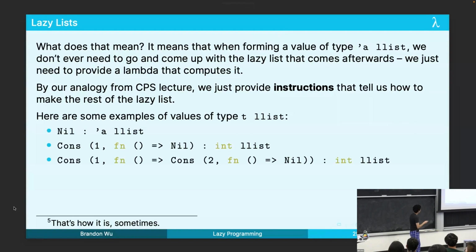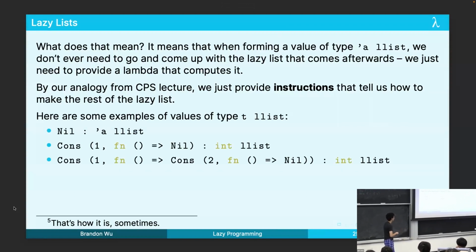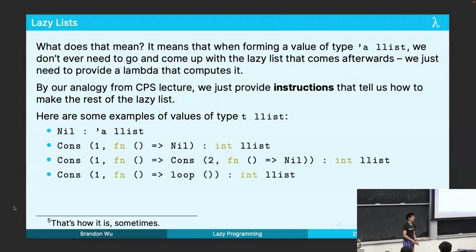Cons of 1 comma a thunk, where this thunk itself is cons of 2 comma a thunk of nil, is also of type int L list, right? It looks the same as a list, but now instead of being able to just cons onto something directly, I have to take the suspension first. But also this one, I don't need to have the cons there.